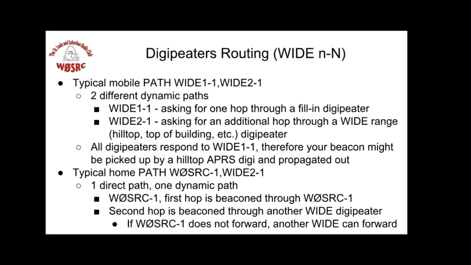But then a typical home path, you can do source routing, W0SRC-1, and then your dynamic routing, wide 2-1. So that is one direct path and one dynamic path. So the first hop goes through W0SRC. The second hop is dynamic. Whoever hears me, go ahead and Digipeat my packet.